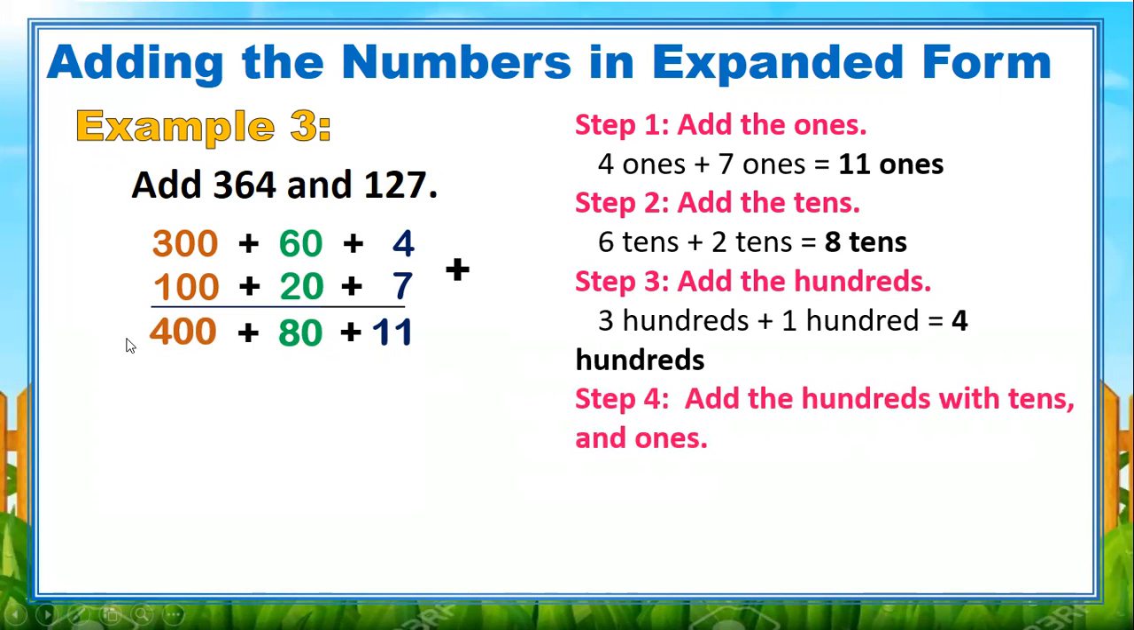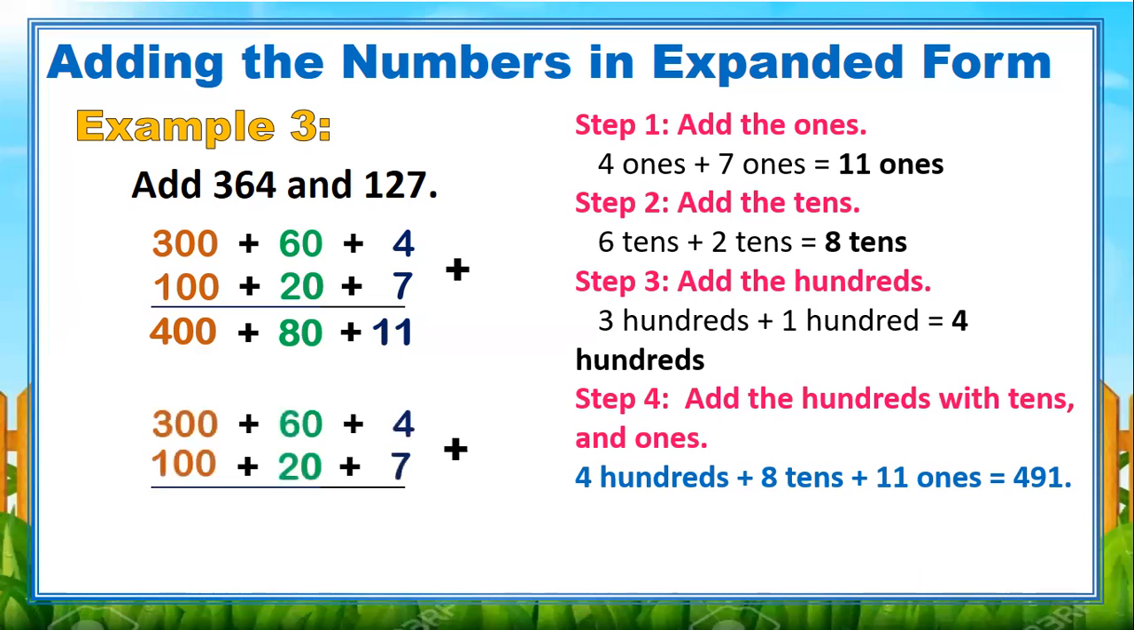And then after that, we need to add the hundreds together with tens and ones. So it will be 4 hundreds plus 8 tens plus 11 ones is equal to 491. So how did we get 491? As you can see here, we cannot write 11 ones here. So it means we need to regroup 11 ones. So let us now regroup 11 ones. So 11 ones is equal to 10 and 1.